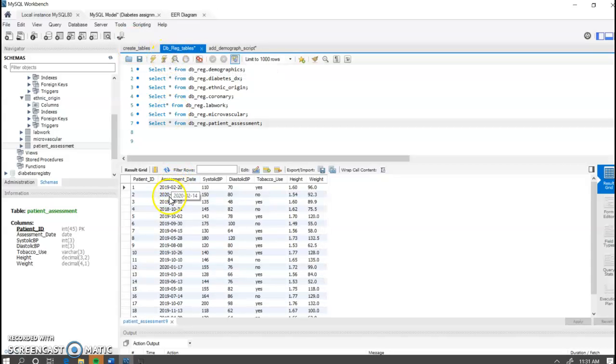And finally, I have my assessment table, my patient ID, assessment date, systolic, diastolic, whether they're a tobacco user, their height in meters, and their weight in kilograms. Again, I can use this if I were going to build some reports to get the BMI or anything else.